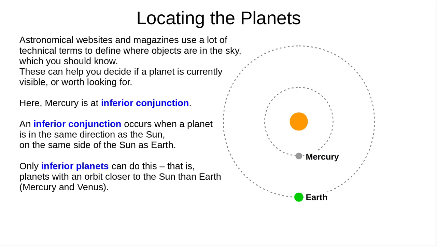Here we see Mercury at inferior conjunction. It's in the same direction as the Sun, but on our side of the Sun. You can only see Mercury with specialised equipment at this time. Only inferior planets, Mercury and Venus, with orbits closer to the Sun than ours, can be at inferior conjunction.